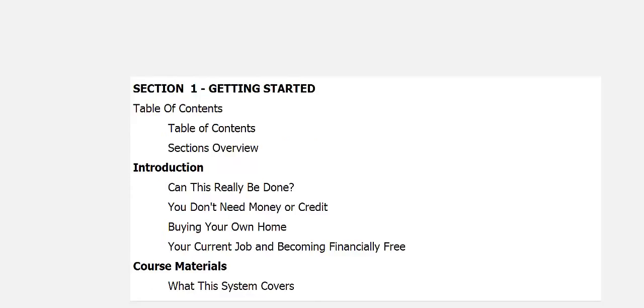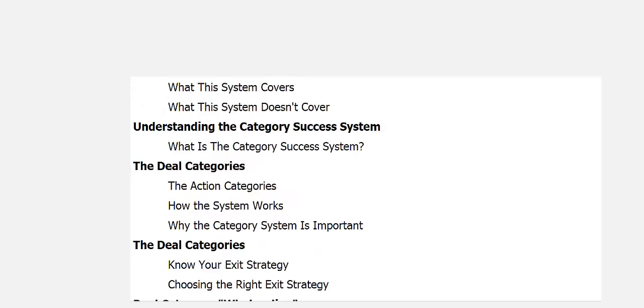So getting started, we want to be able to really talk about, can this really be done? And you don't need any money or credit. You might need other people's money or other people's credit. How can you buy your own home on terms, your current job, and becoming financially free? What the system covers, what the system doesn't cover, what is the category success system, and the action categories, and how the system works, why the category system is important.